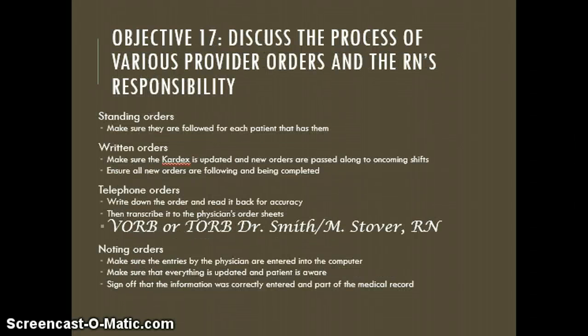Objective 17 says discuss the process of various provider orders and the RN's responsibility. Some different types of orders include standing orders, written orders, telephone orders, and noting orders. Standing orders are orders that we need to make sure are followed for each patient that has them. For example, when a patient goes to surgery and is going to have an appendectomy, almost all appendectomy patients have the same order set, and those are standing orders from the physician doing the appendectomy.